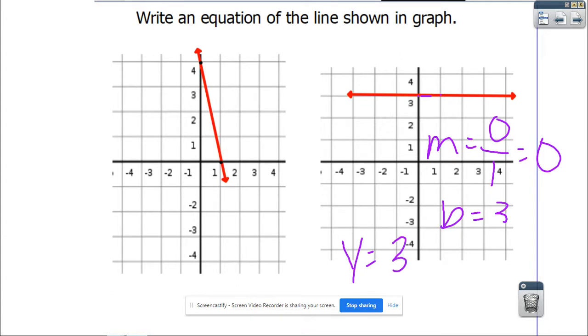The reason is I would never write y equals 0x plus 3 because anything times x is going to give me 0, and then 0 plus 3 is just going to leave me to this. So this is a special case when you have that slope of 0.